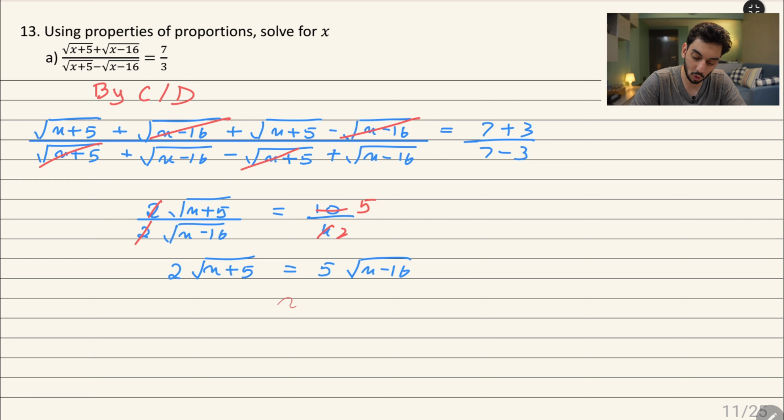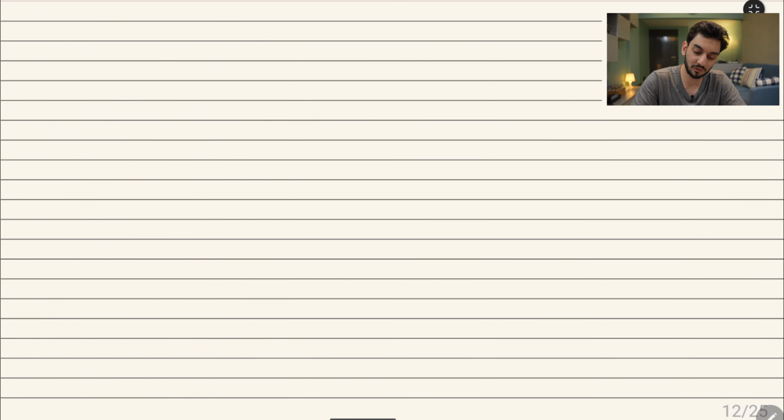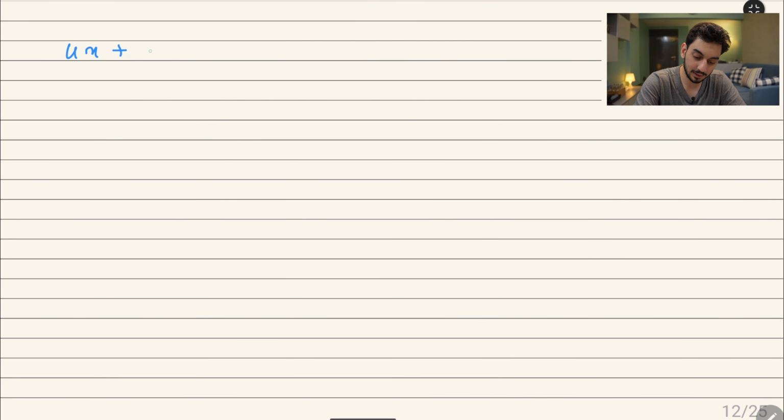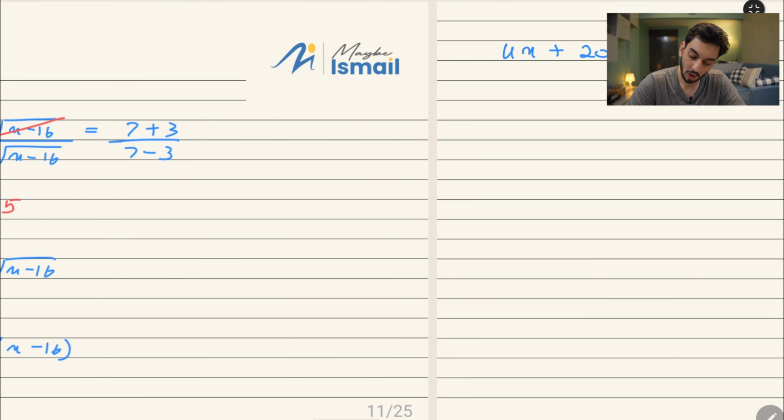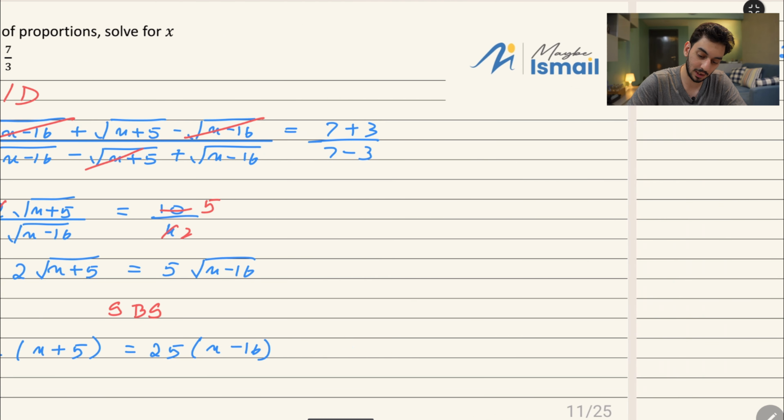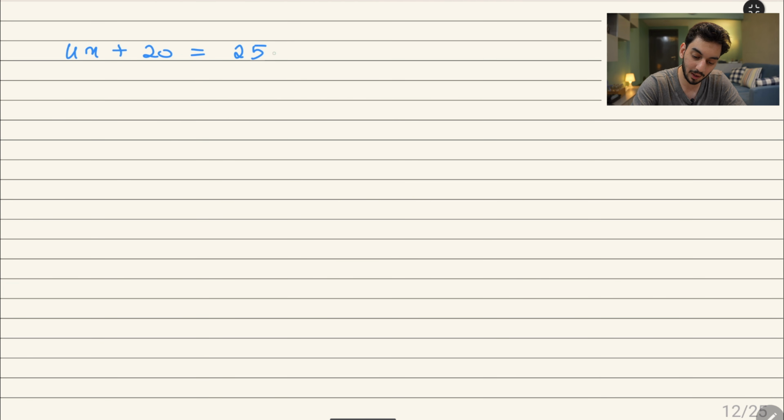Now I would square on both the sides. If I square on both the sides, it becomes 4, and then the square root goes away and it becomes x plus 5 is equal to, 5 squared is 25, square root goes away, x minus 16. Let us take it to the next page. So it becomes 4x plus 20 is equal to 25 times x minus 16. So 25x minus, now 25 times 16 is actually 25 times 4 times 4. 25 times 4 is 100, 100 times 4 is 400.